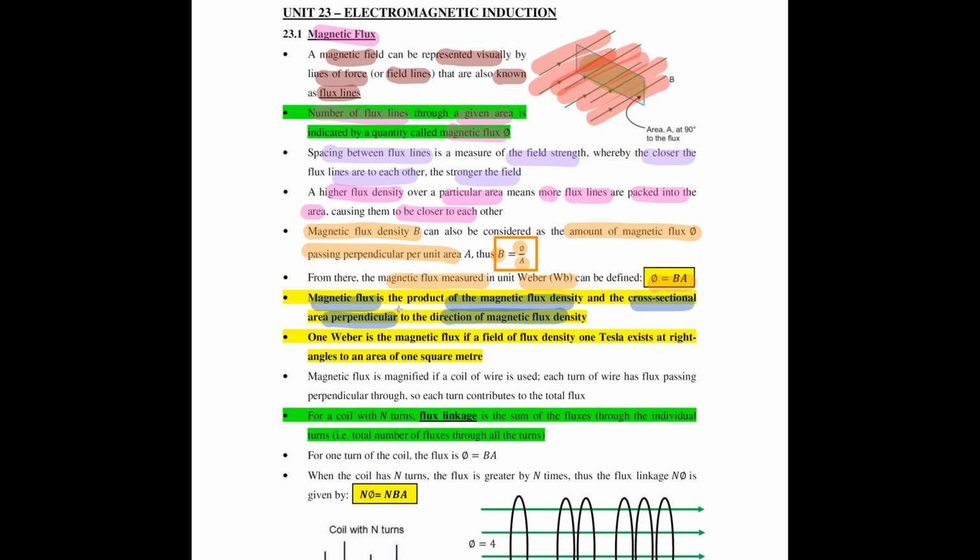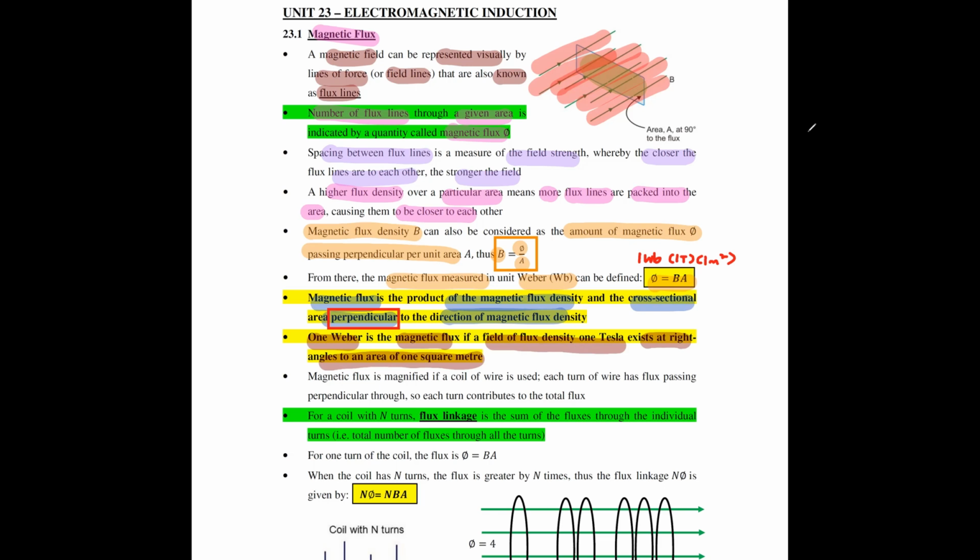Now, this part here is where you need to always include, all right? If you just say it's the product of flux density and area, it's actually not really complete. You have to specifically say it's the product of flux density and area perpendicular to your magnetic flux density, okay? So your magnetic flux is measured in units of Weber. The next statement here is actually defining the unit. 1 Weber is the magnetic flux if a flux density of 1 Tesla exists at right angles to an area of 1 square meter. Because if you look at the equation above here, if you want to have 1 Weber, you would need to have 1 Tesla and 1 meter square.